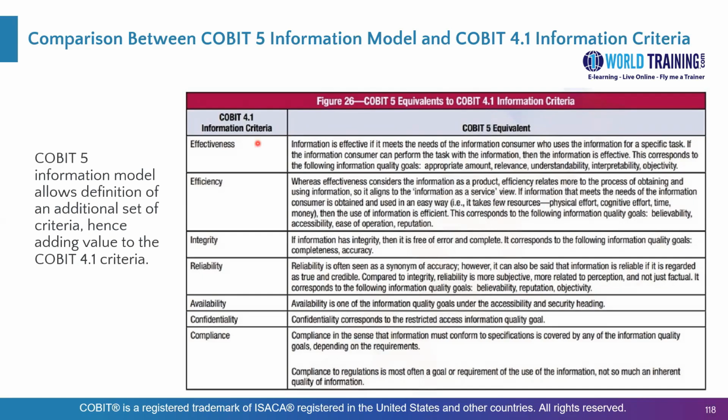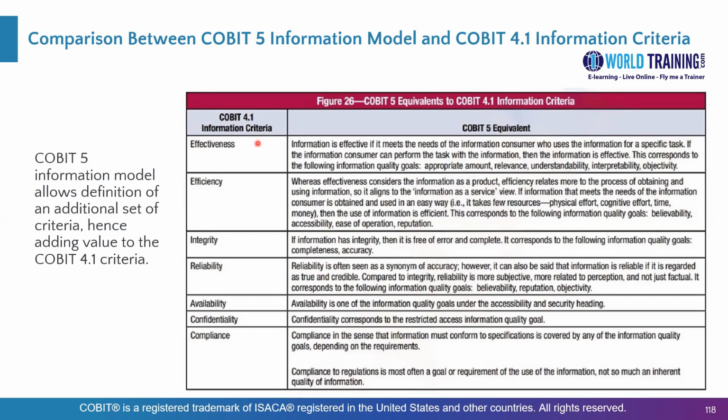The first one is effectiveness. Effectiveness in COBIT 4.1 is about the ability to achieve objectives and deliver value to the organization. So it deals with ensuring that the IT systems and services are aligned with the organization's overall goals and objectives, and that they are being used to support and improve the organization's performance. Effectiveness is a critical aspect of IT governance because it allows the organization to get the most value from its IT investments.